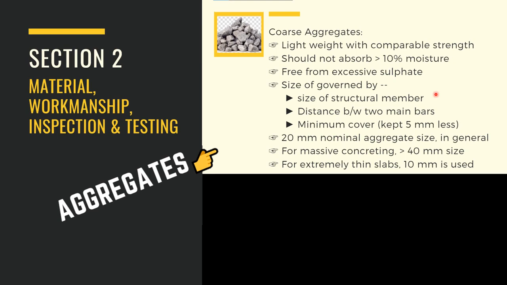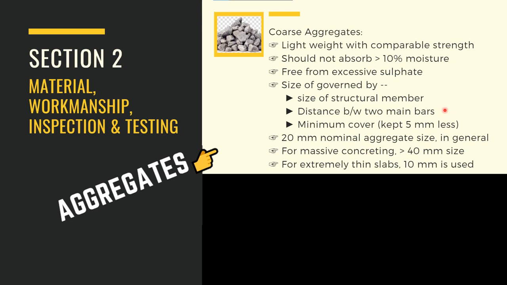For example, if you take this slab, the slab has the thickness of about some 150 mm, very lesser compared to the beam. Beam have greater depth. So thickness of member, or we can say broadly as a size of structural member, affects the coarse aggregate size. And next one is distance between two main bars. So if you select the coarse aggregate size as some 20 mm, the distance between two main bars should be greater than 20 mm, obviously. So distance between two main bars affects the size of coarse aggregate.